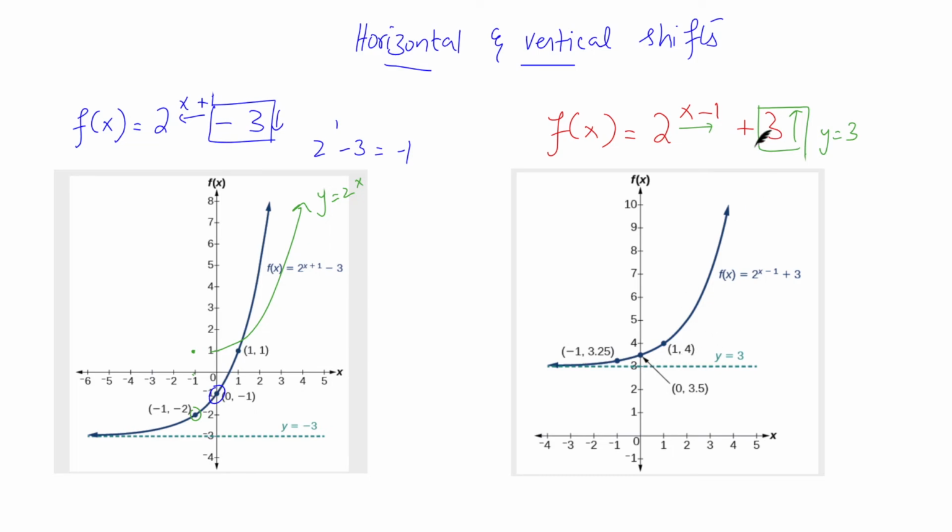And then what will be the x-intercept and the y-intercept? For y-intercept, we equate x equals 0. What do you get? You will get 2 raised to power minus 1 plus 3, which is basically 1 over 2 plus 3, that is 3.5. So have a look at this. The y-intercept is at (0, 3.5). And you won't have an x-intercept because the asymptote is at y equals 3. These are the things that you need to identify. That's it.